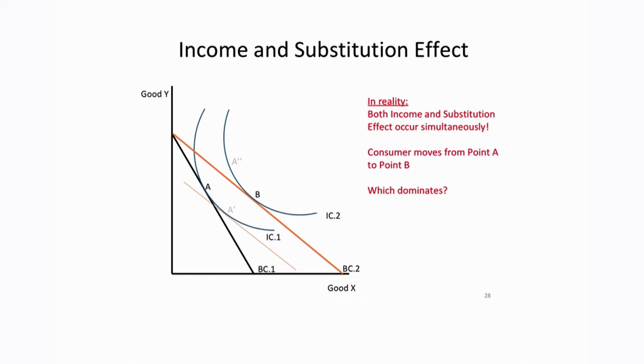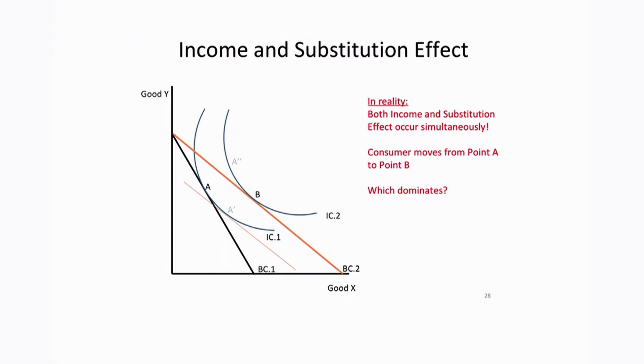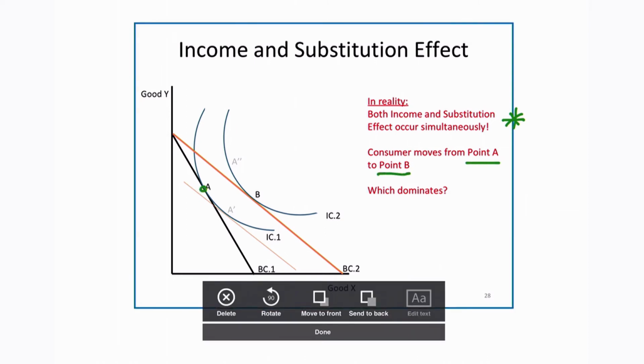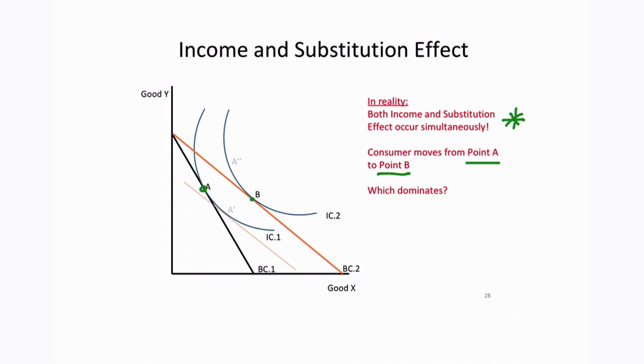Now the reality, though, is that these two effects happen simultaneously. And which one dominates is going to tell us how much more or less of good Y we consume. For sure, what we know is that when good X becomes cheaper, we definitely consume more of good X. But the income and substitution effect are going to tell us what happens with our consumption of good Y. So here, in reality, both the income and the substitution effect happen simultaneously. We move from a point such as point A to point B.